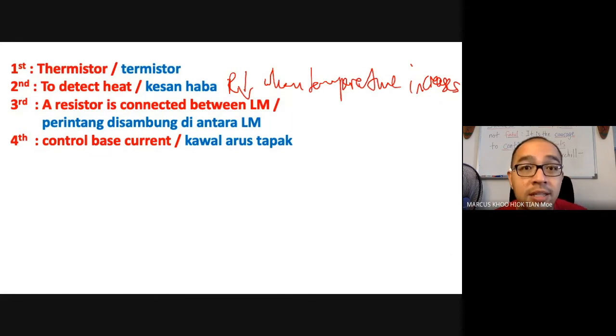Kenapa kita mau increase the resistance? Okay, sebab kita mau mengawal arus tapak. We want to control the base current. That's why we add another resistor over there. Okay, too much base current is also not good.